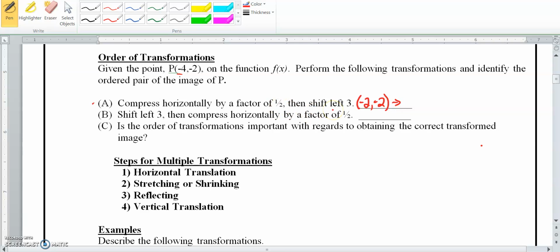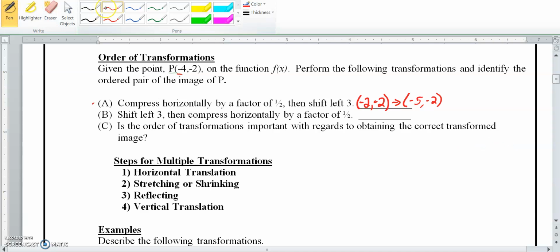Then shift it left 3 units. So now we've gone from -4, cut it in half to -2. Our -2 gets shifted left by 3, so our ending point is -5, -2. The question at hand is, does the order matter?